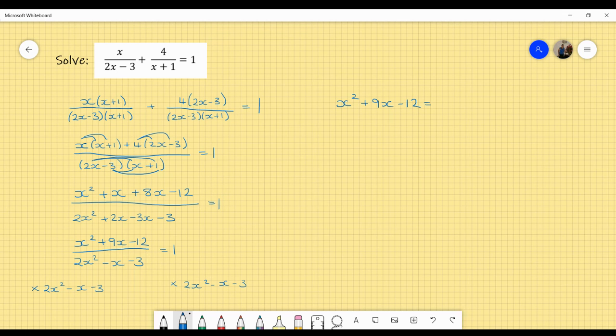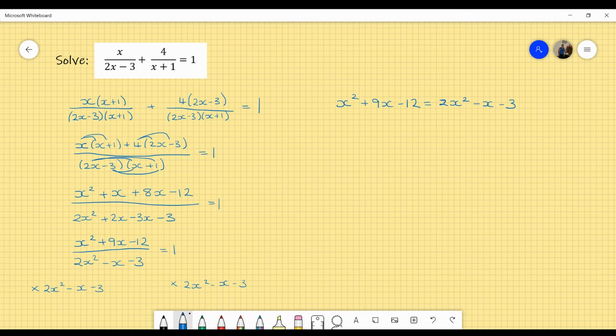So on the left hand side I will have x squared plus 9x minus 12 equals 1 lot of, so I don't really need to expand any brackets, but if you had a 3 on the other side, you would want to expand everything by 3. But in this case, I'm just going to have 1 lot of 2x squared minus x minus 3. And then I've got a quadratic equation.